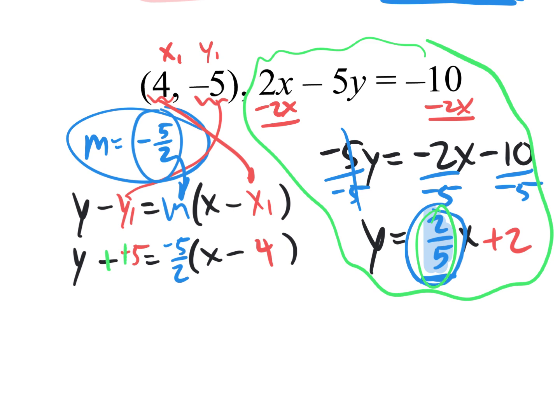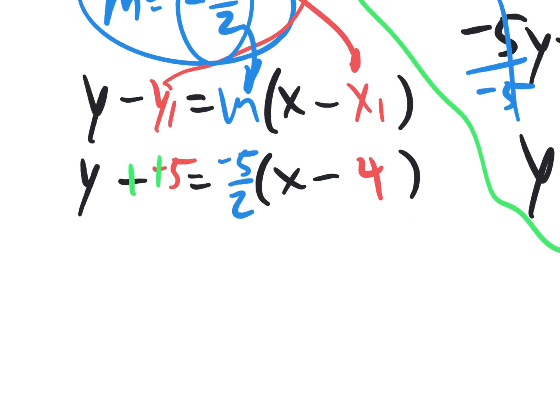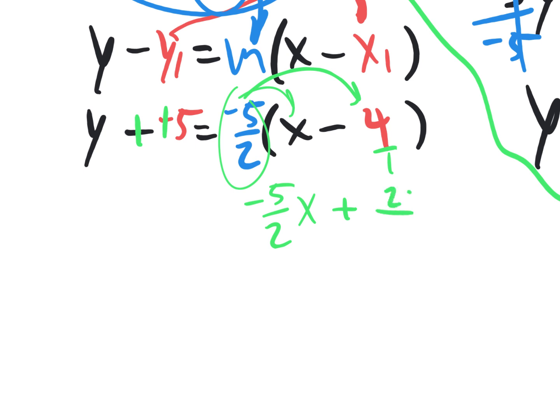But they're not asking for point-slope form equation. They want slope-intercept form. So they want you to get rid of the parentheses. How do you get rid of parentheses? By distributing. So you're going to distribute -5/2 times x, that's -5/2 x. And then -5/2 times -4, a negative times a negative is a positive. And you could put the 4 over 1 and then multiply the top with the top. So that'd be a 20 up on top. And on the bottom, 2 times 1 is 2. And 20 divided by 2 is 10.